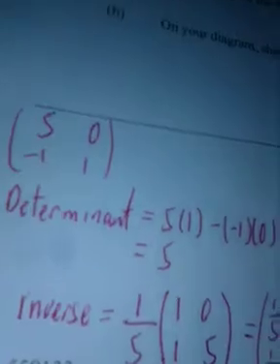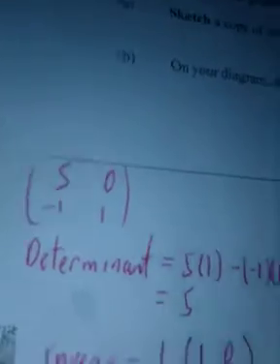And this is 0, so the determinant is 5. Now the inverse is equal to 1 over the determinant times the adjoint. The adjoint is found by flipping these two on this diagonal and making these two negatives. So now we're going to flip the 1 with the 5. Alright, so I get 1, 5, and then I'm going to make this diagonal minus, so I get 1, 0.